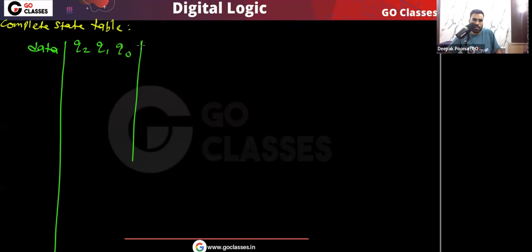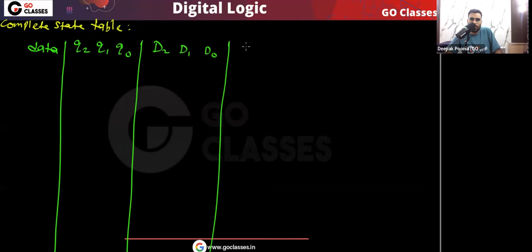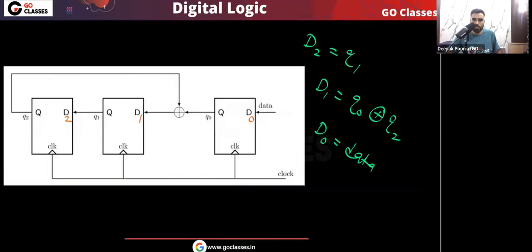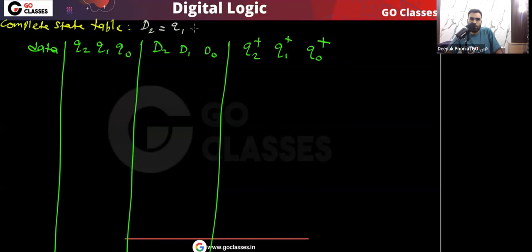Okay, then we have the flip-flop inputs. These are d2, d1, d0. And then the next output, that is the next state, that is q2 plus, q1 plus, and q0 plus. Now let me quickly write here what the flip-flop inputs are. This is d2, this is q1, d2 is q1. And what is this d1? This is q0 XOR q2.